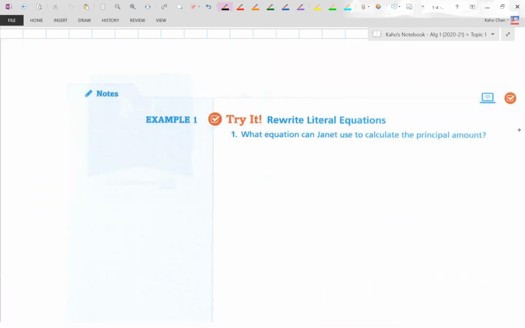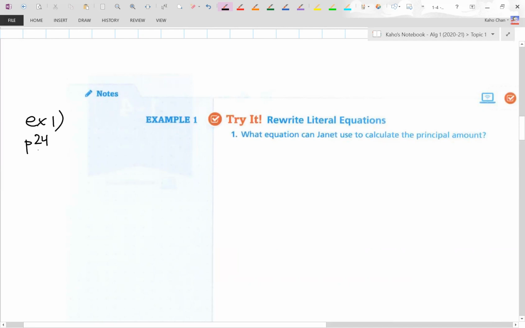Example 1. What equation can Janet use to calculate the principal amount? The actual example they're referring to is in section 1-4, example 1. It's on page 24. The formula they're referring to is the interest formula.